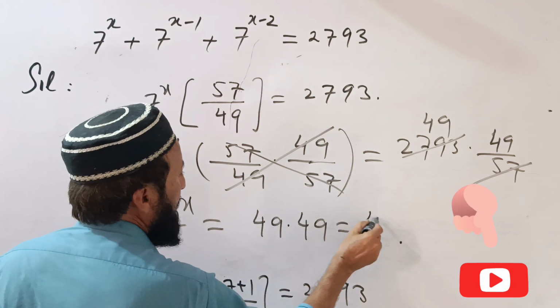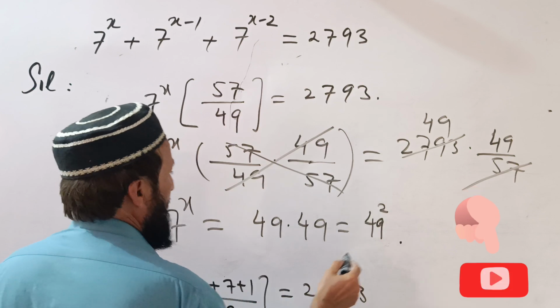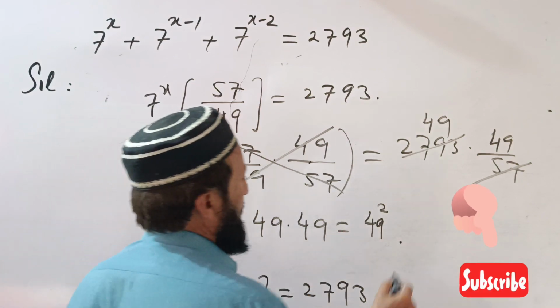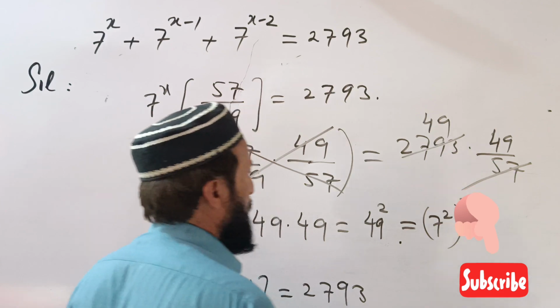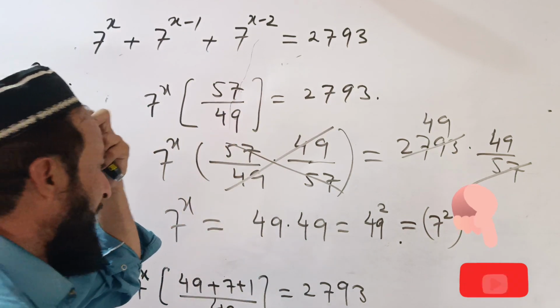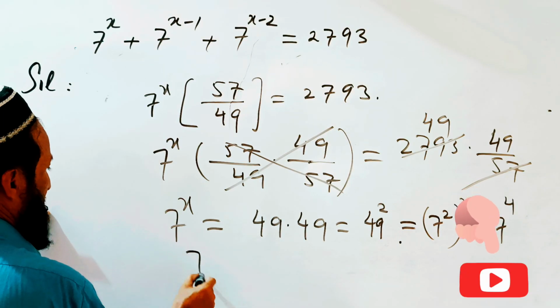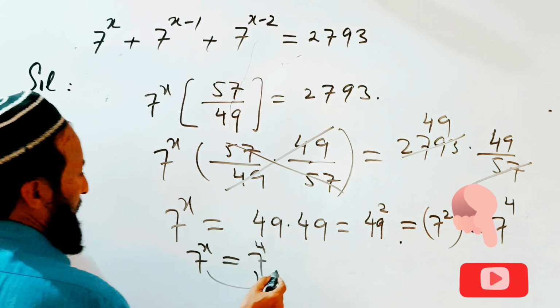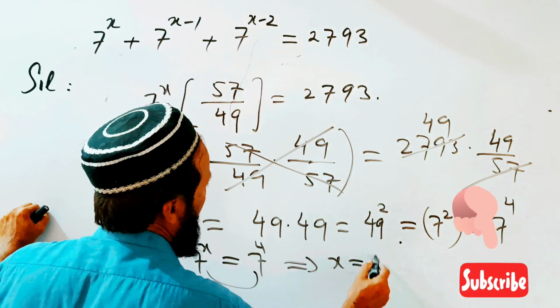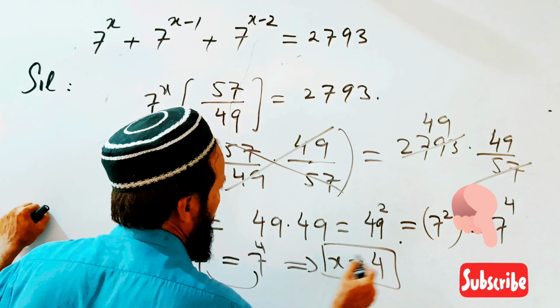We can write 49 square, and here 49 we can write as 7 square, and whole square. So we get 7 exponent of x is equal to 7 exponent of 4. Bases are the same, so we compare their powers. x is equal to 4 is the solution.